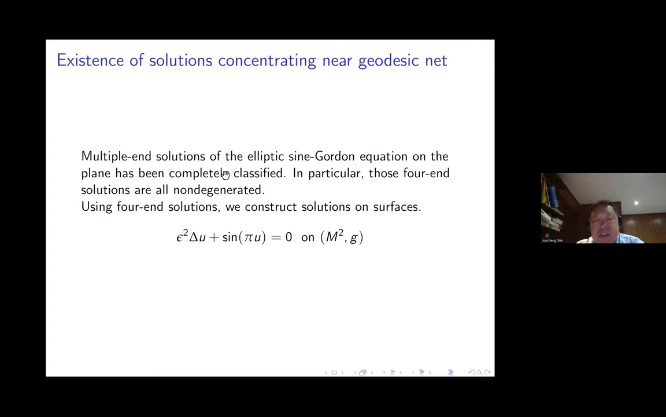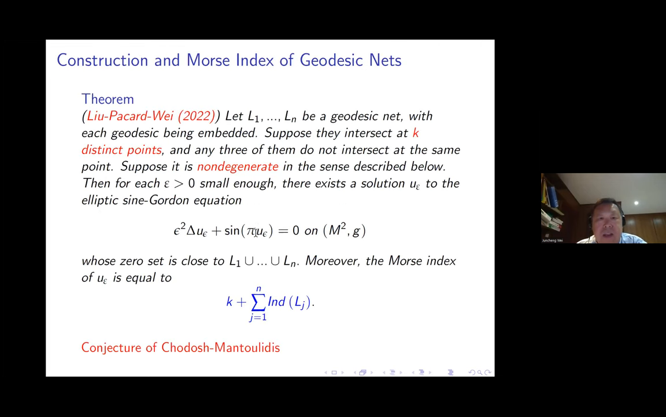So, the multiple-ended solutions for the unitive sine-Gordon equation are completely classified, and in particular, the four-ended solutions are non-degenerate. Now, using the four-ended solutions, we can construct solutions on surfaces with a geodesic net. So let's take the unitive sine-Gordon equation on the surface. Now suppose we have a geodesic net with n geodesics, intersecting at k points.